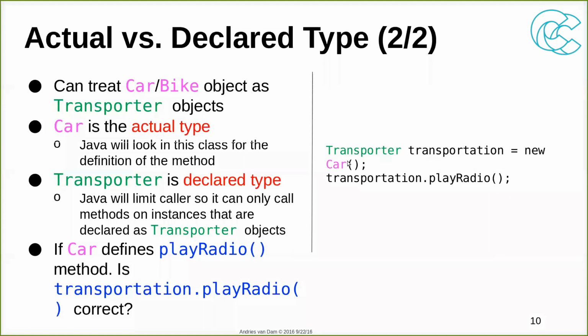And let's say transportation dot move moves the car, and now let's assume that play radio was not a part of transportation. It was a method that was limited to the class car itself. So can I still call play radio within that function? Yeah, you can call within that, but you cannot call directly on the transporter object. And the reason is that it does not know. A transporter object knows only about the methods that are part of transporter, which is move and play radio.